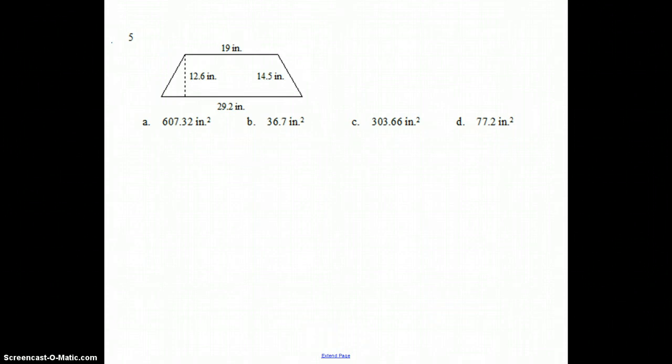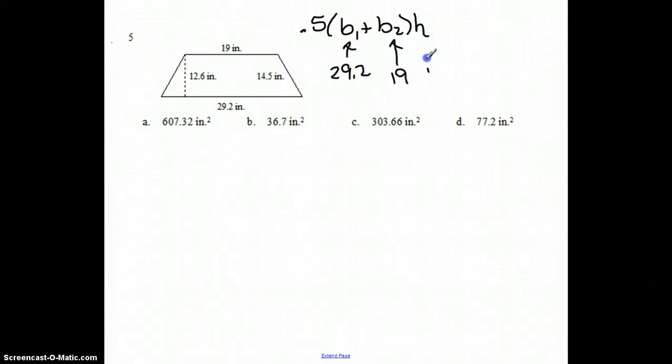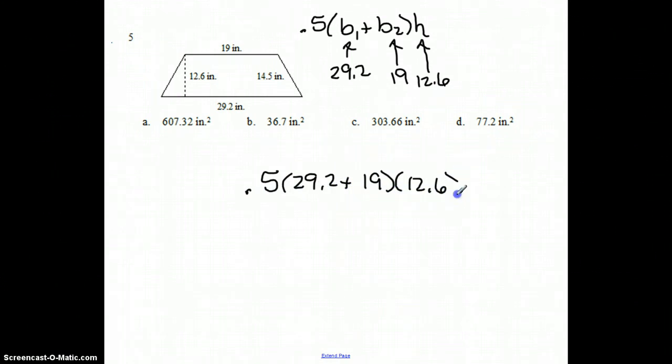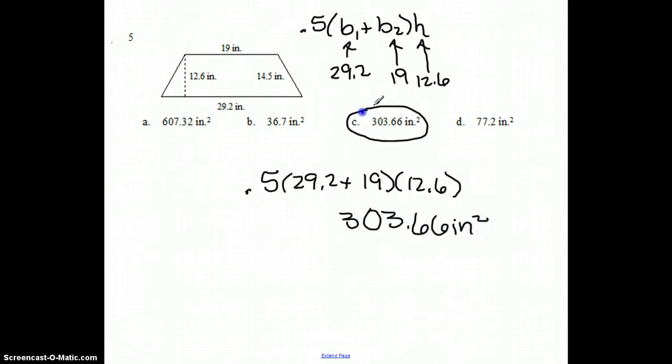Okay, now, when we get to the trapezoid ones, these are ones that actually have 2 bases. So when you do this, it's going to be 1/2 base 1 plus base 2 times the height. So the bases are 29.2 and 19. My height is 12.6. So 1/2 29.2 plus 19 times 12.6 is going to give me 303.66 inches squared. So my answer is C.